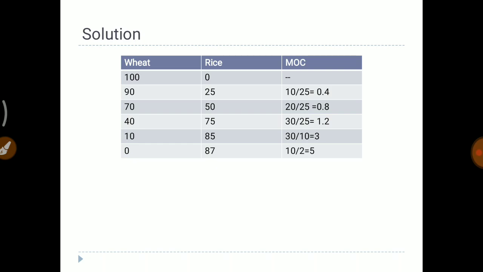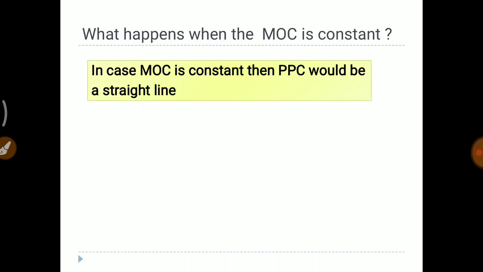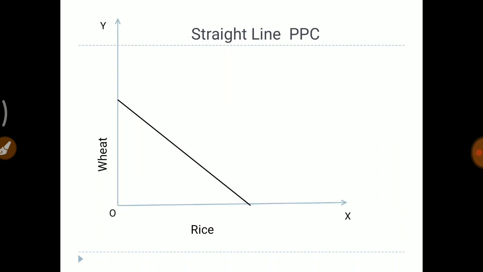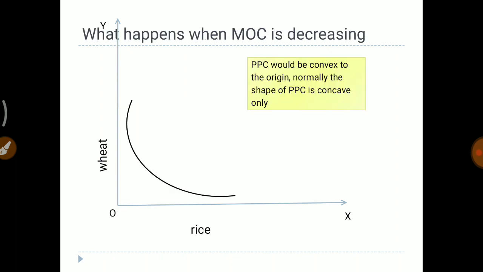Now what can you say about the shape of PPC? Yes, the shape of PPC would be concave to the origin because here MOC is rising. What happens when MOC is constant? I have already told that PPC would be a straight line, as you can see. What happens when MOC is decreasing? Now we have seen three situations: first when MOC is increasing, second when MOC is constant, and third when MOC is decreasing. If MOC is decreasing, the shape of PPC would be convex to the origin.